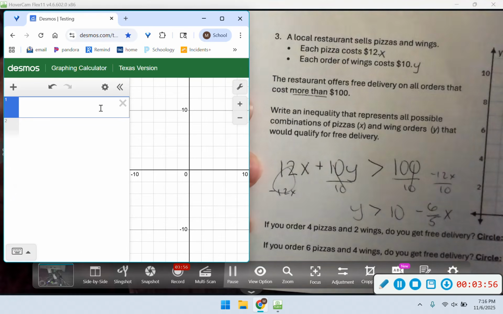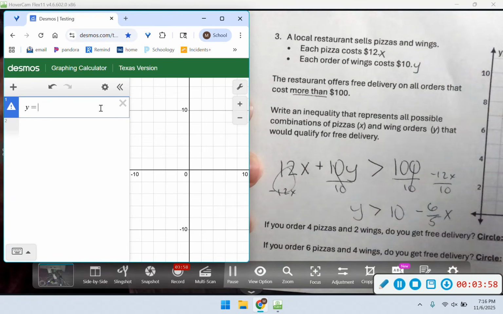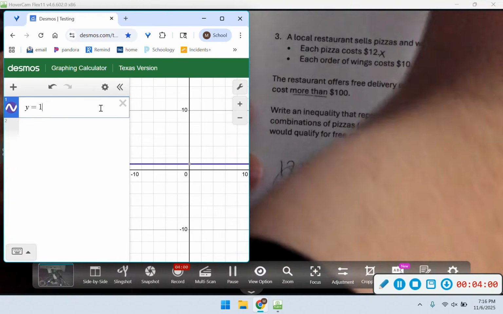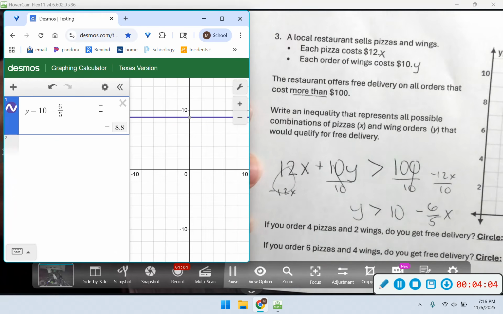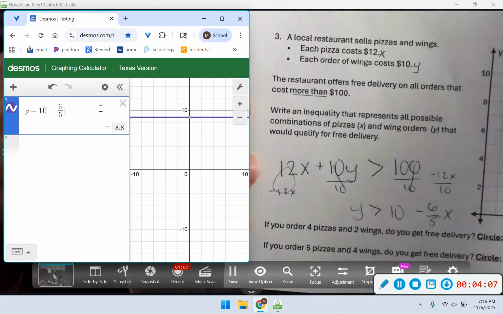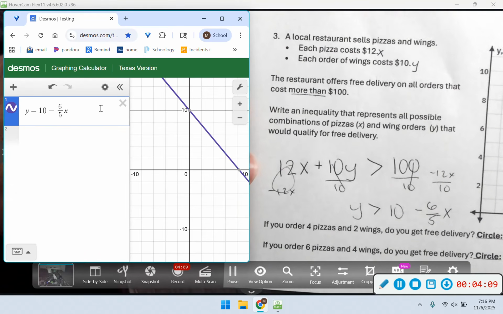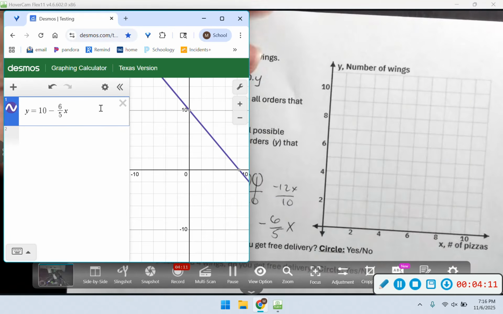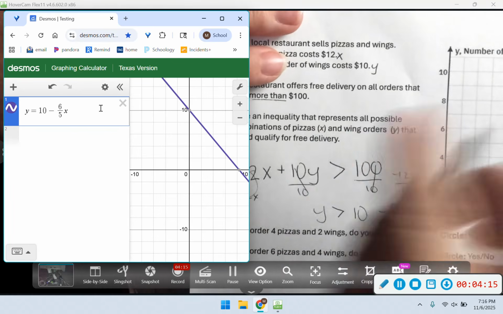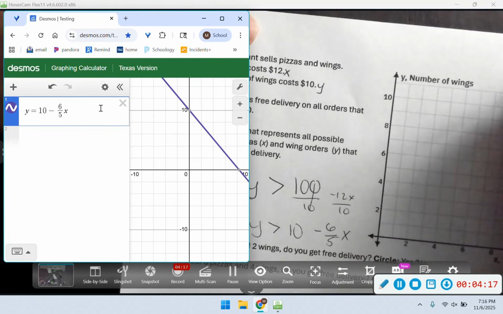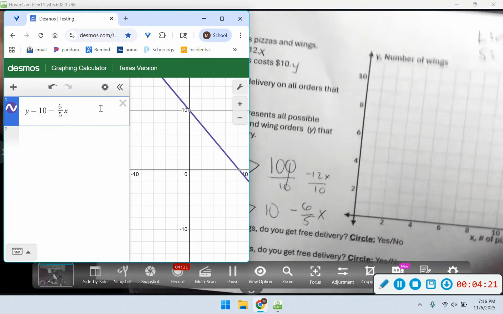So we have y. Again, I can't type inequality, so I have to type equals 10 minus 6 over 5x. And before we keep going, we need to decide a couple things, which I don't have here, but we're going to write it down. So L is the type of line. Well, it's not equal to, so it's going to be a dashed line. And then shading. Well, this is y is greater, so it's going to be above.